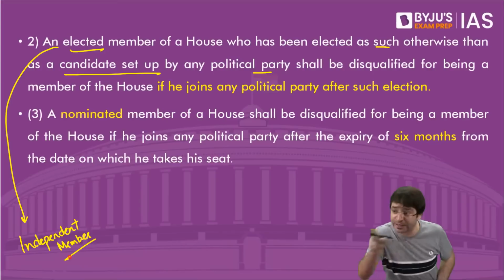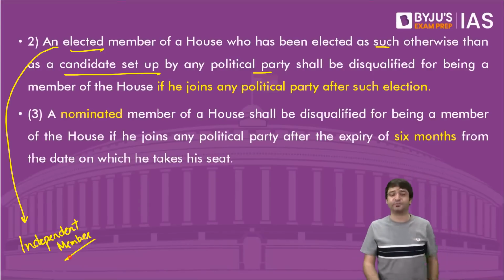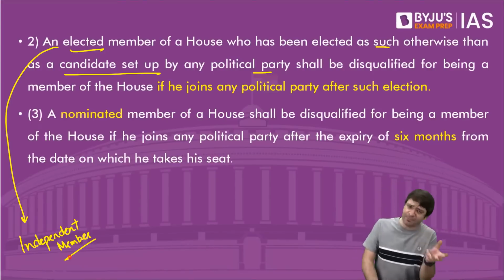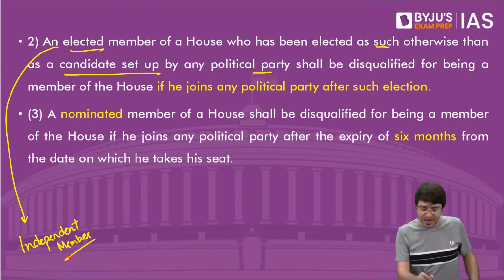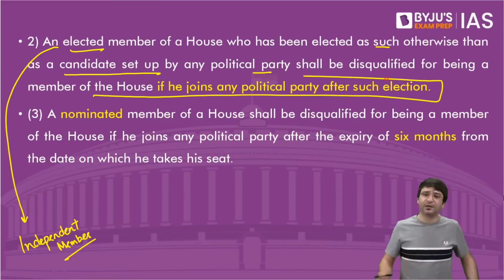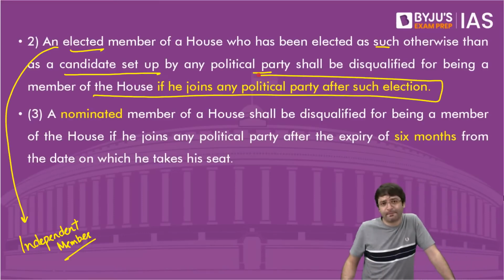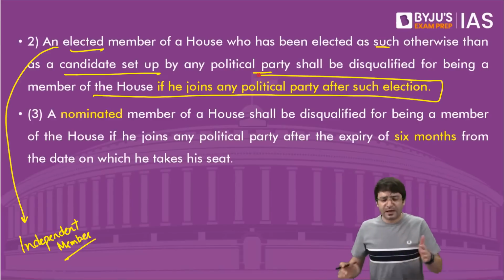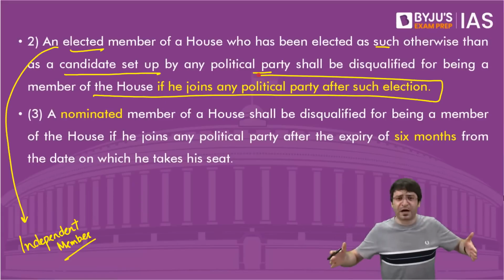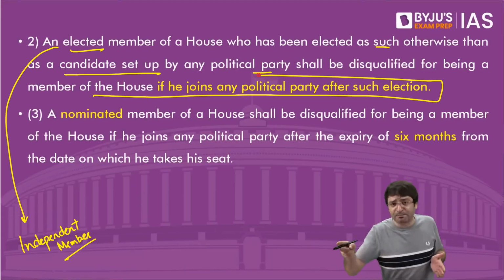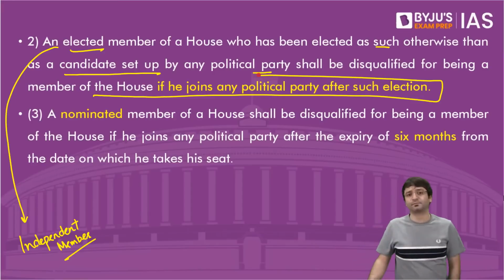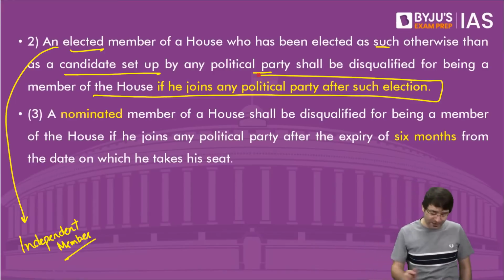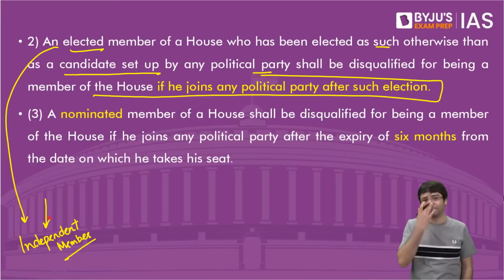I cannot join any political party after my election. If I join any political party after my election, I will be disqualified from the house. That means I am an independent member of a house because I do not belong to any political party. After my election, if I join any political party, I will be disqualified under anti-defection law.